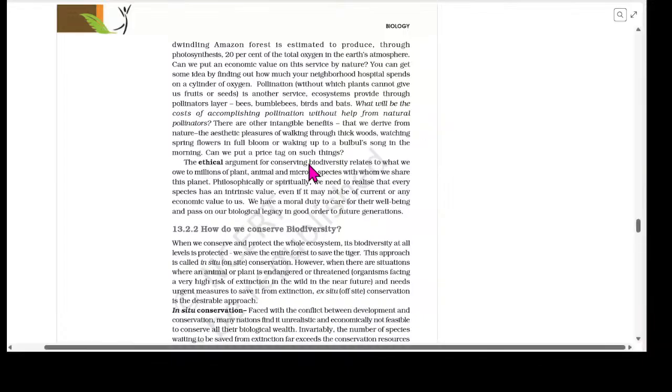The ethical argument for conserving biodiversity relates to what we owe to millions of plants, animals, and microbe species with whom we share this planet. Philosophically or spiritually, we need to realize that every species has an intrinsic value, even if it may not be of current or any economic value to us. We have a moral duty to care for their well being and pass on our biological legacy in good order to our future generations.